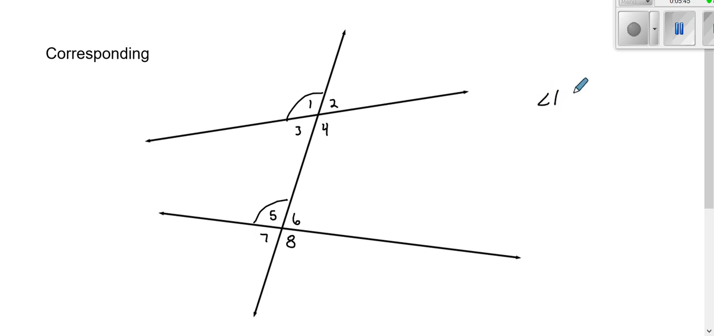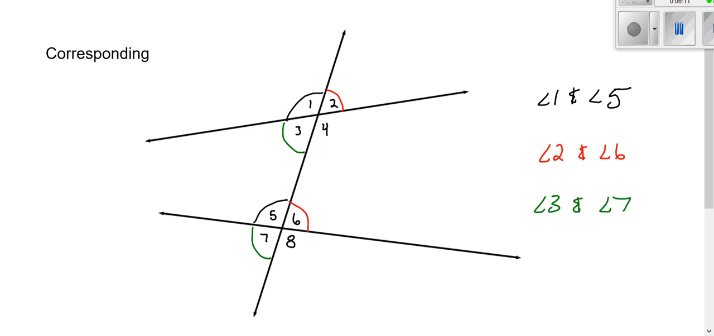So angle 1 and angle 5 would be corresponding angles, which means you can probably guess that angle 2 and angle 6 are also corresponding. Angle 3 and angle 7 would also be corresponding. And then finally, angle 4 and angle 8 would be corresponding. Those are all corresponding angles.